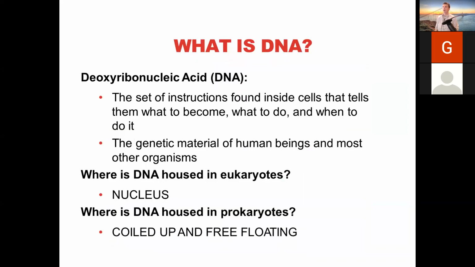Okay, so this lab is about DNA. So DNA again is deoxyribonucleic acid. It's a set of instructions found inside cells that tells them what to become, what to do, and when to do it. So it's the genetic material of human beings and most other organisms, and DNA is found in the nucleus. In prokaryotes, it's usually coiled up and free floating.